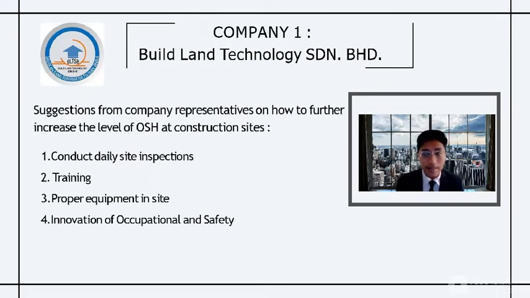And this is the suggestion from the company representative on how to further increase the level of OSH at the construction site. The first one is conduct daily site inspection. Number 2, training. Number 3 is proper equipment. And last is innovation of occupational safety.